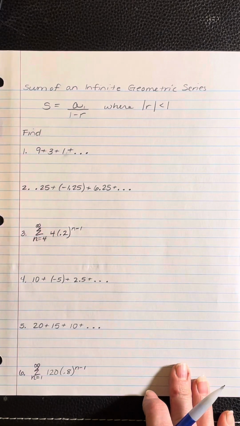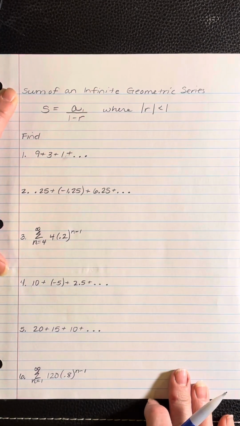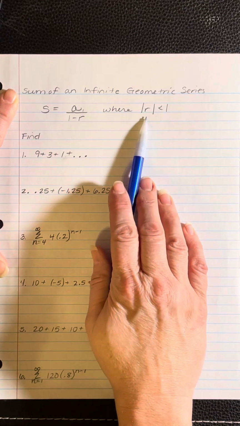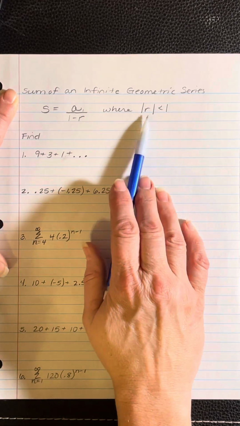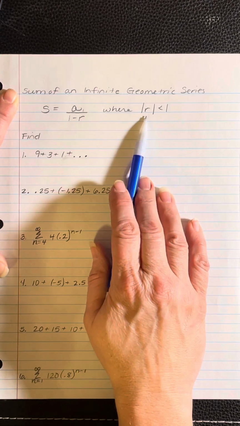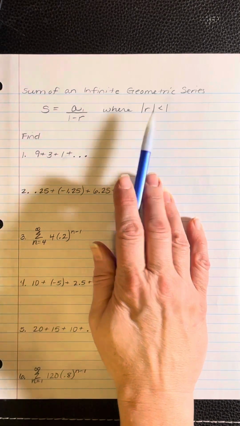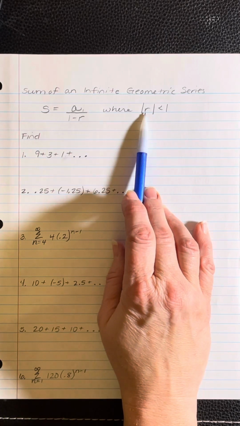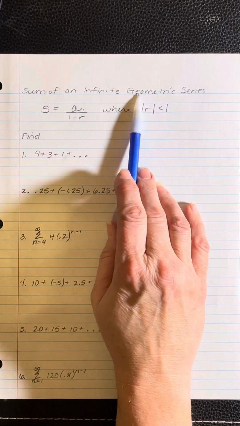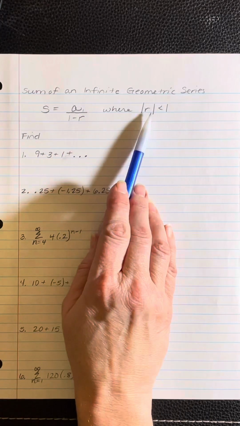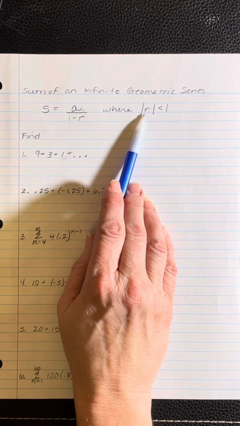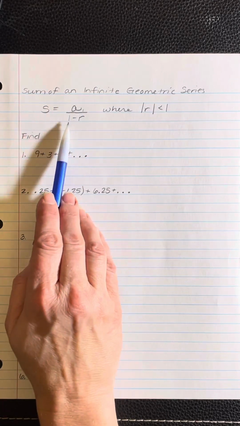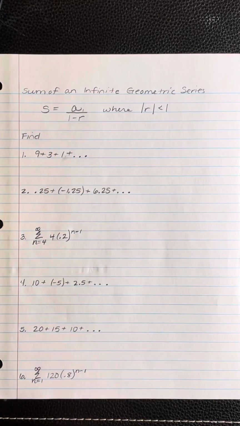Last page. Another formula. This is for the sum of an infinite geometric series where your common ratio, the absolute value of it, is less than 1. Okay, so essentially it can be between -1 and 1. So we don't care if it's positive or negative. If it's an infinite series and the absolute value of your common ratio is less than 1, this is the formula. You take your first term divided by 1 minus your common ratio.